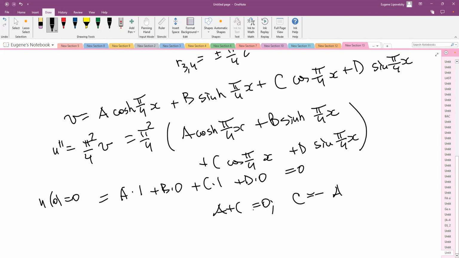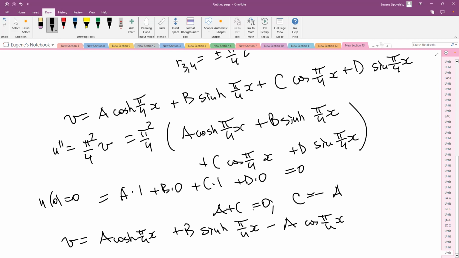Therefore, v equals a cosh of pi over 4x plus b sinh of pi over 4x minus a cos of pi over 4x and plus d, pardon me, sine of pi over 4x. That's the v.